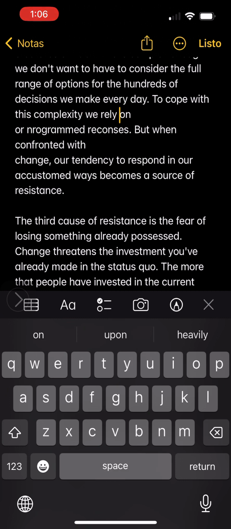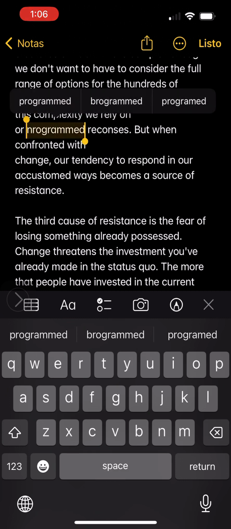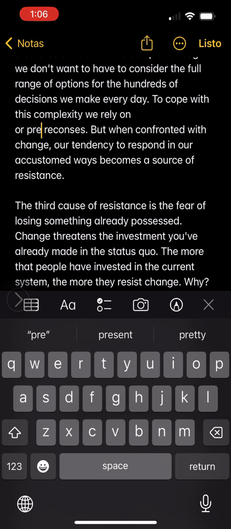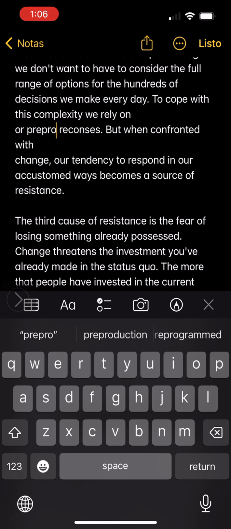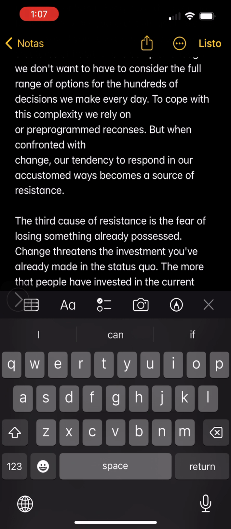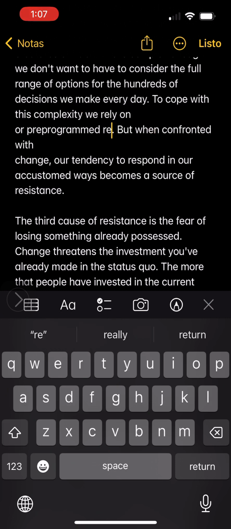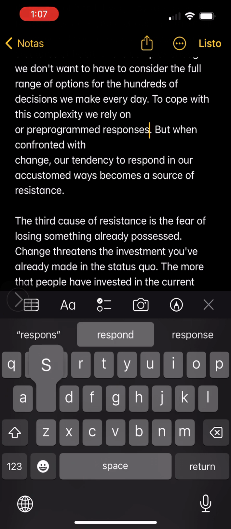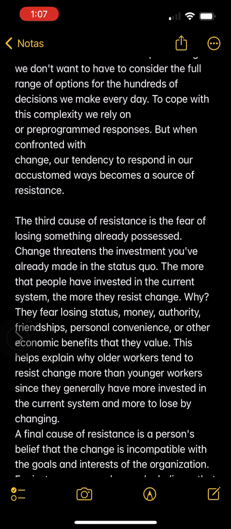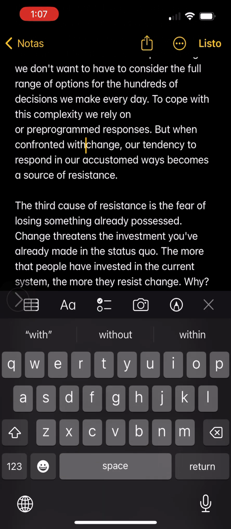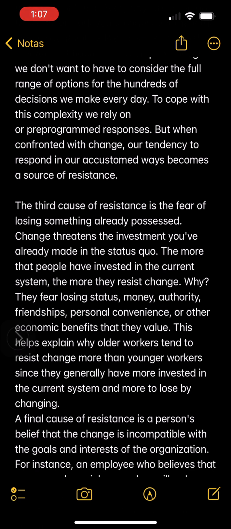The more that people have invested in the current system, the more they resist change. Why? They fear losing status, money, authority, friendships, personal convenience, or other economic benefits that they value. This helps explain why older workers tend to resist change more than younger workers, since they generally have more invested in the current system and more to lose by changing.